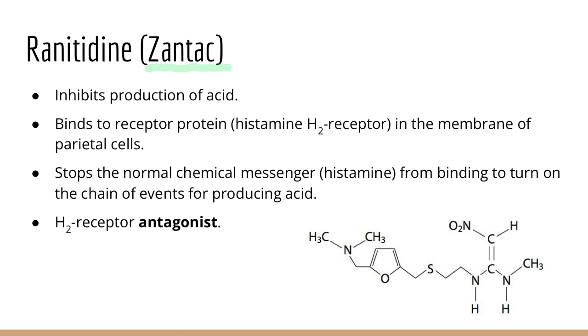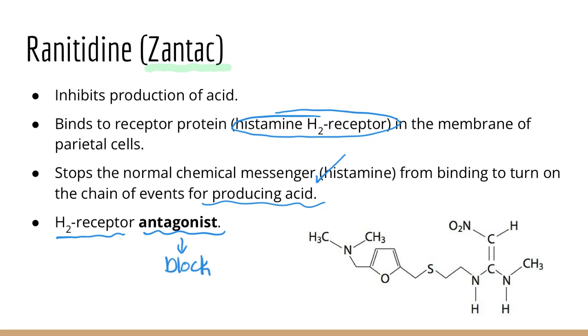This particular medication inhibits the production of acid, and it does that by binding to receptor proteins called the histamine H2 receptors in the membrane of parietal cells. What this does is it stops the normal chemical messenger, histamine, from binding to turn on the chain of events that eventually results in the production of acid. Otherwise, it's known as an H2 receptor antagonist, which means it blocks it from doing its job.